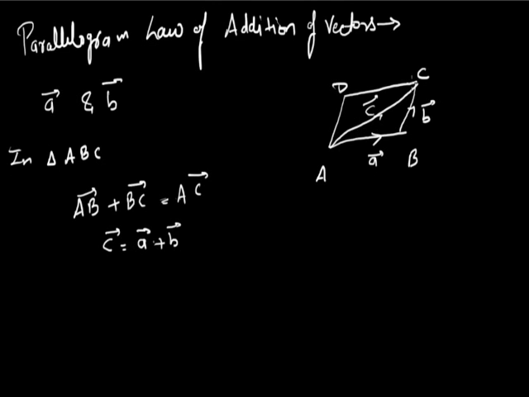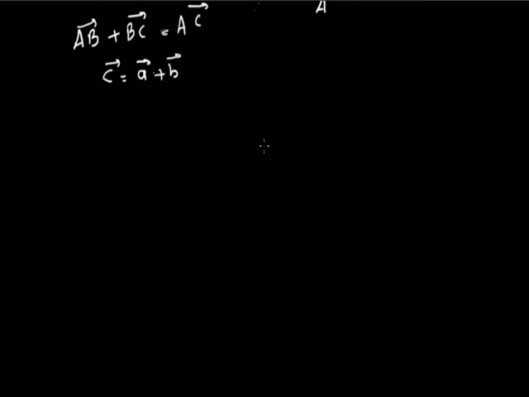Now in the parallelogram the opposite sides are parallel, so this side is a vector, and the opposite side is also a vector. This side is b vector, and the opposite side is also b vector. Now the diagonal AC is a vector plus b vector.